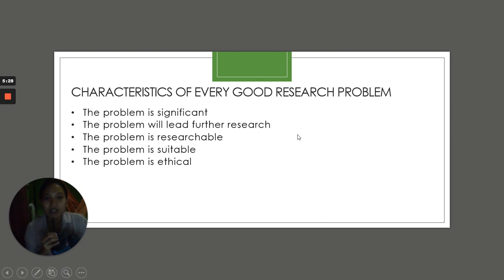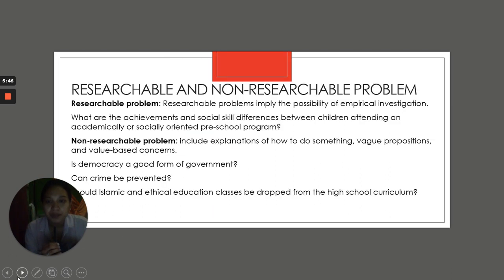So there are the characteristics of a good research problem. The problem is significant. The problem leads to further research. The problem is researchable. The problem is suitable. The problem is ethical.